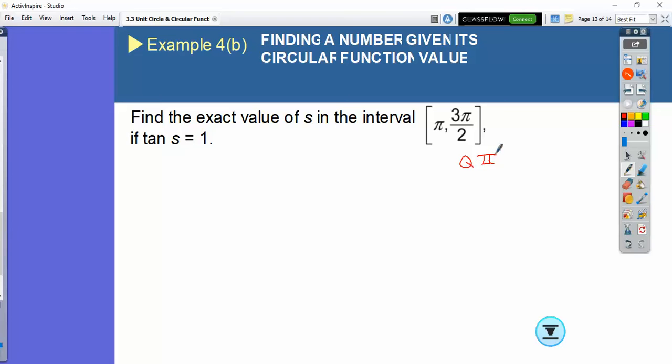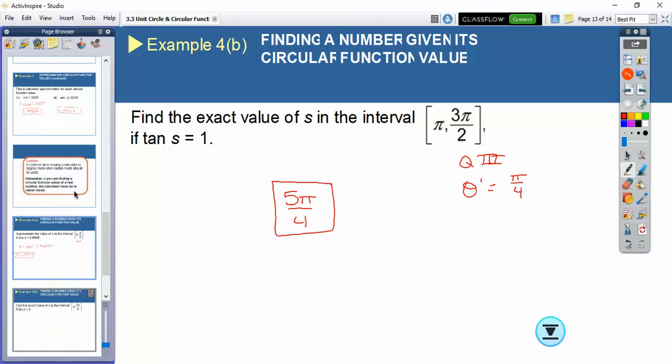Is that quadrant 2? If you're between pi and 3 pi over 2, which quadrant? Oh, no, that'd be 3. Yeah, quadrant 3. Okay. Let's start with the reference angle. Think about your hand trick. When is tangent 1? Tangent of 0 is 0. Yeah, 45 degrees. We are in radians, so 45 degrees is the same as pi over 4. Okay, in quadrant 3, we know the numerator is 1 more than the denominator, so 5 pi over 4 is our final answer.